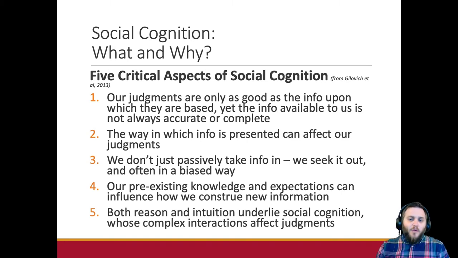And number five, how do we make sense of the world? Both reason and intuition underlie social cognition, whose complex interactions affect judgments. So are we rational? This is a really big question. We'll talk about attribution theory in the next video, okay? And so we'll talk about a specific model developed by Kelly. But to answer the question, are we rational? Well, I like to think of it as, do we do things in attainment of our own goals? Yeah, sure, that's rational. If we do things that help us achieve our goals, whatever those goals may be, then that's rational. When we do things that are antithetical to those goals, then no, that is what's considered irrational, okay?